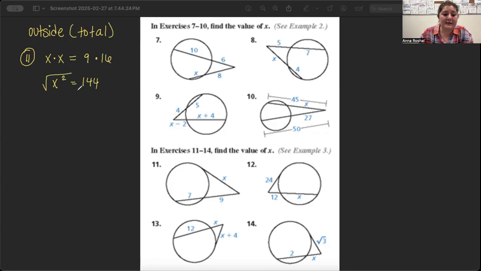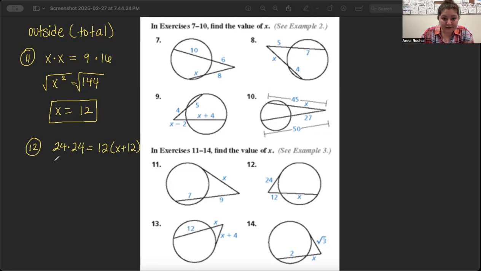And then I'm going to find the square root of both sides. I'm going to get x is equal to 12. And then that'll be my final answer for that particular piece. The same thing is going to happen when we look at problems like problem 12. I'm going to end up with 24 times 24 because that's the total times the outside. And then that's going to be multiplied on the right-hand side. I'm going to have the outside is 12 times 12 plus x, or x plus 12.